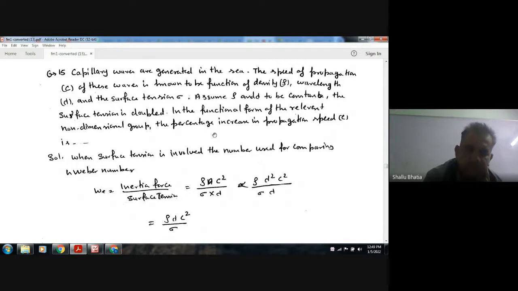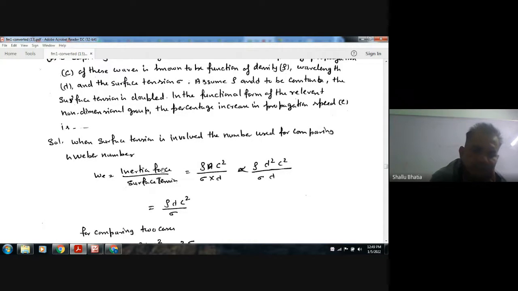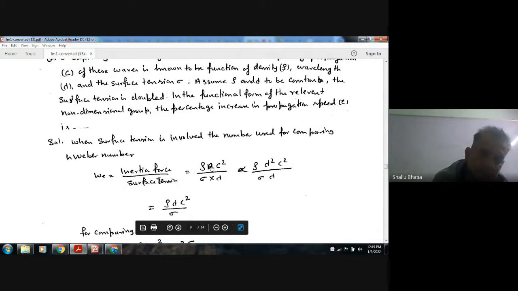Okay. So the Weber number is nothing but inertia force by surface tension force. The inertia force is rho A c square, and the surface tension force is sigma into wavelength. Sorry, A is the area, so it is a function of L square. So you can put it as lambda square. So now the non-dimensional Weber number becomes rho lambda c square by sigma.